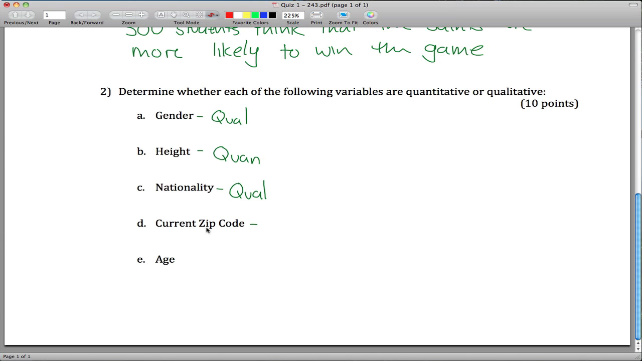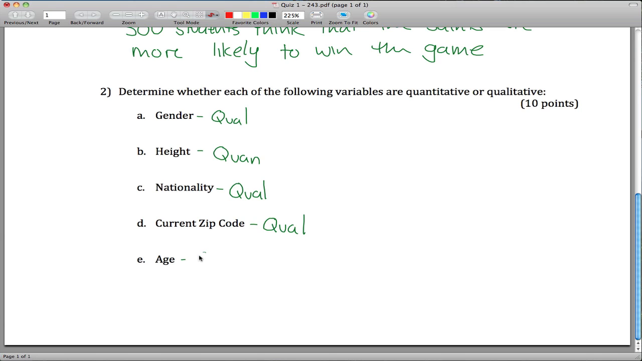Zip code, a little bit tricky. It is numbers, but it doesn't really have a meaningful average, right? If one zip code is 94552 and the other one is 93017, the average of those two doesn't really have any meaning. It doesn't make sense. So therefore, it is qualitative. It's meant to be the hard one, but we went over that in class.